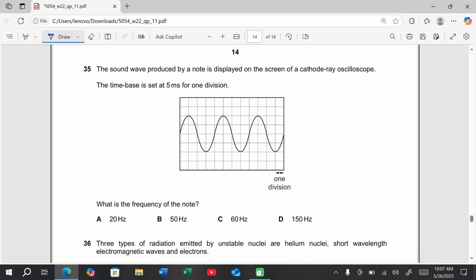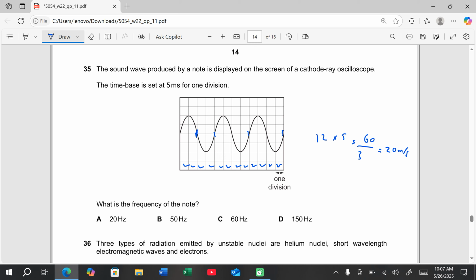A sound wave produced by a note is displayed on the screen of a cathode ray oscilloscope. The time base is set at 5 milliseconds for 1 division. What is the frequency of the note? So that's very easy. It says it is 5 milliseconds for 1 division, so it should be 1, 2, 3 waves. And there are 1, 2, 3, 4, 5, 6, 7, 8, 9, 10, 11, 12 divisions. 12 times 5 is 60, divided by 3, so that's 20 milliseconds for one.